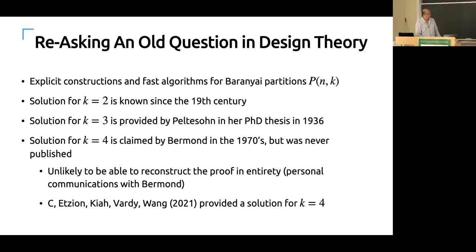So with Tuvi, Chengmin, Alex and Hamao, we decided to try to come up with an explicit construction from scratch. We managed to obtain one quite recently, but it was very technical and really very tedious. So an open question would be: is there a more general way of doing it for higher k?